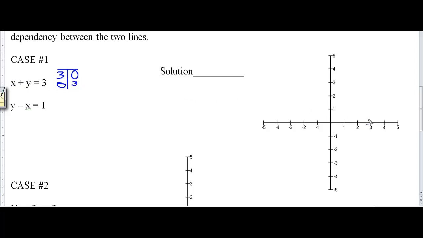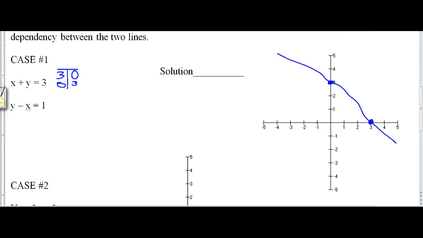I'm going to go to my graph over here. (3, 0) is 3 to the right, and (0, 3) is 3 from the bottom. I'm going to take my line and draw it like this. This is where having a straight edge would be really important, because you're going to find out that it's really quite important to see where these line up.